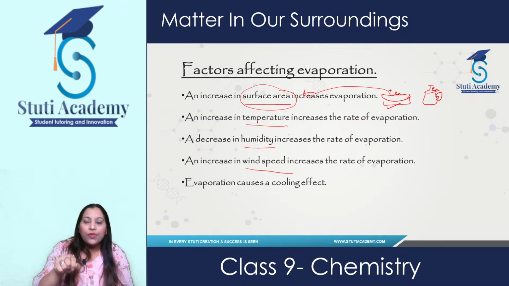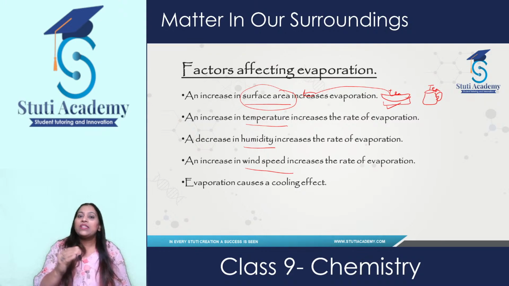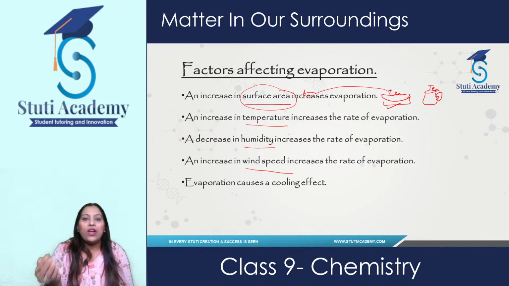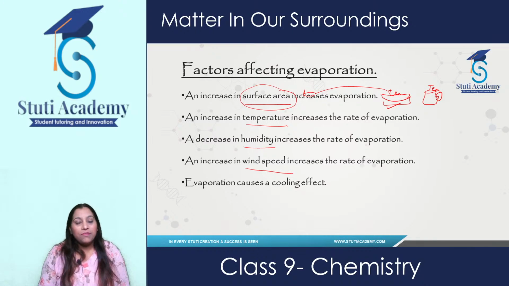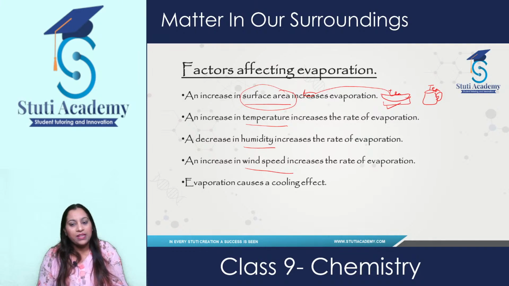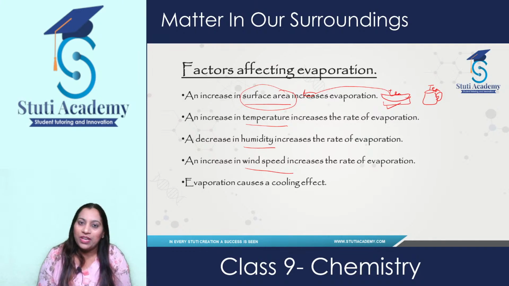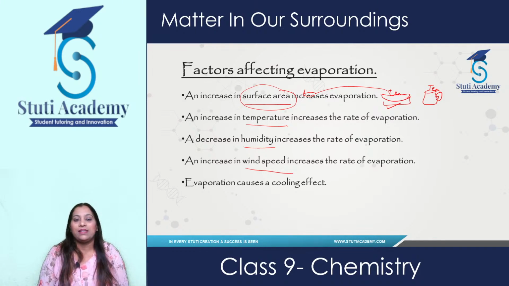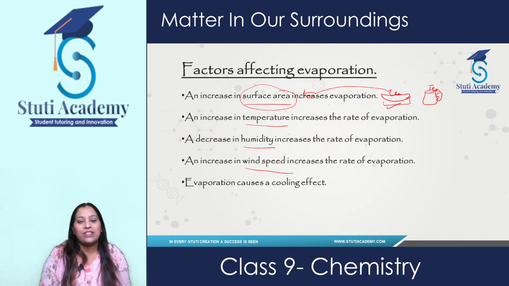And if you reduce the stove, if you reduce the temperature, it will take more time to boil that water. So it means if we increase the temperature, the rate of evaporation also increases. So surface area is directly proportional and temperature is also directly proportional to the rate of evaporation.